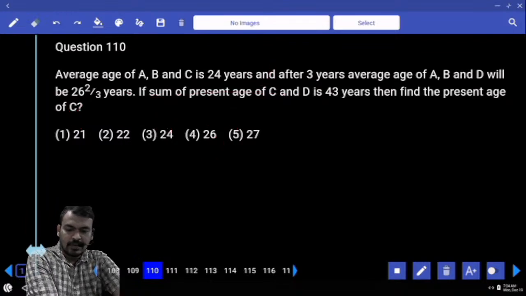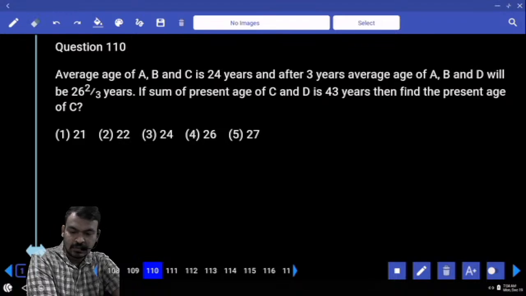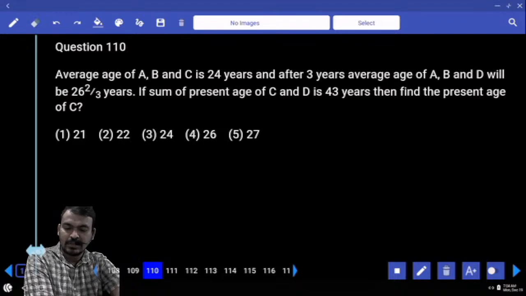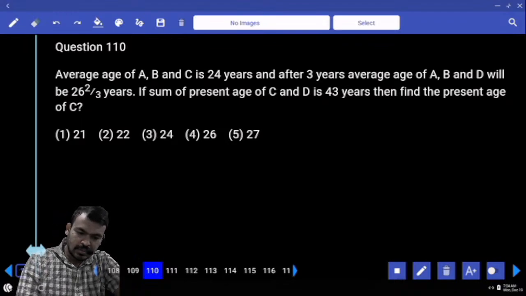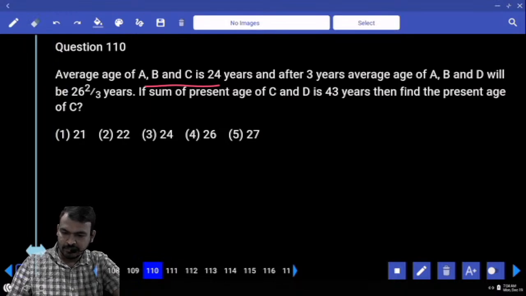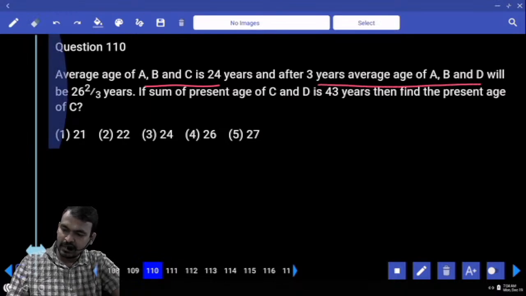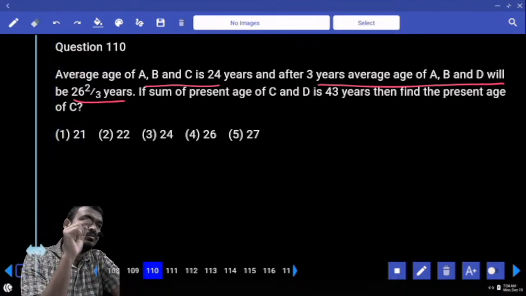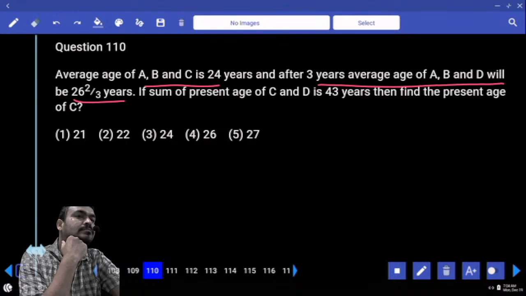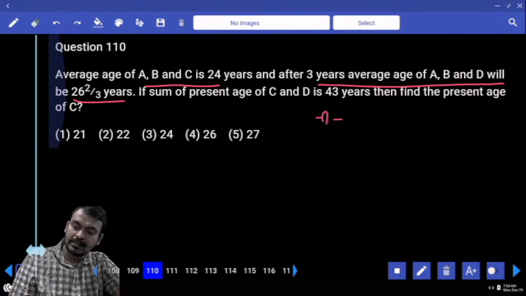Next, question number 110. The average age of A, B, C is 24 years. After 3 years, the average age of A, B, D will become 26 2 by 3 years. If the sum of the present ages of C and D is 43 years, find the present age of C. First, what is the ABC average? 24. After 3 years, the average of ABD will be 26 2 by 3, which means the present average is 23 2 by 3. Yes or no? Okay.